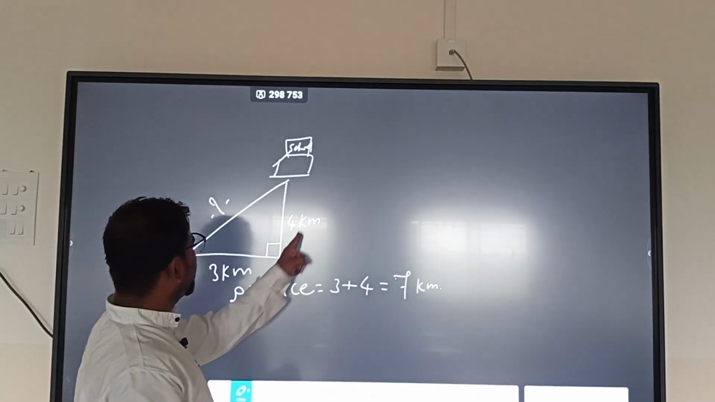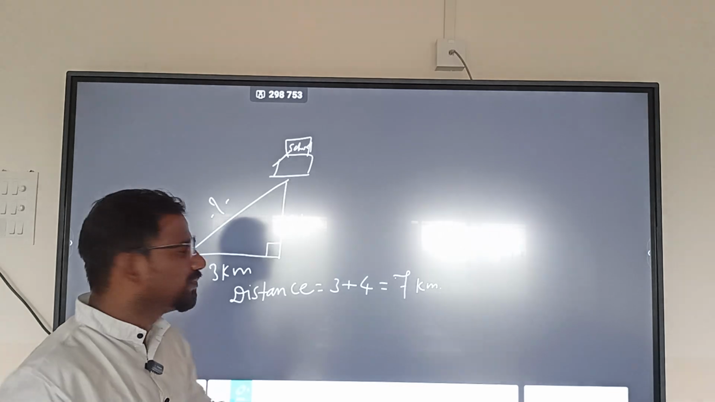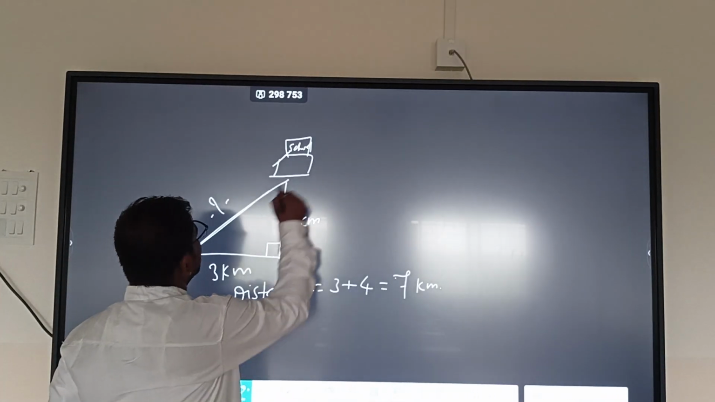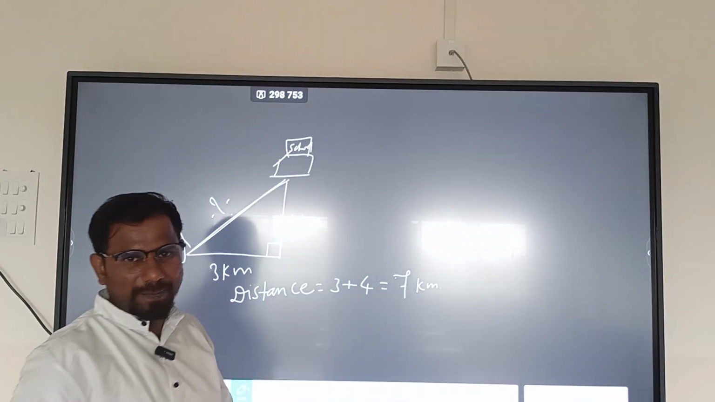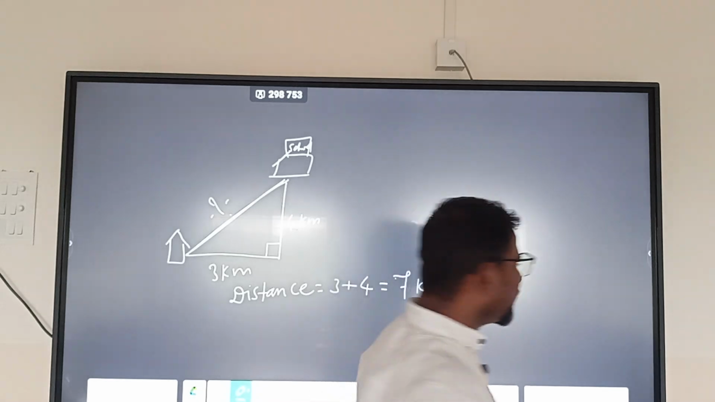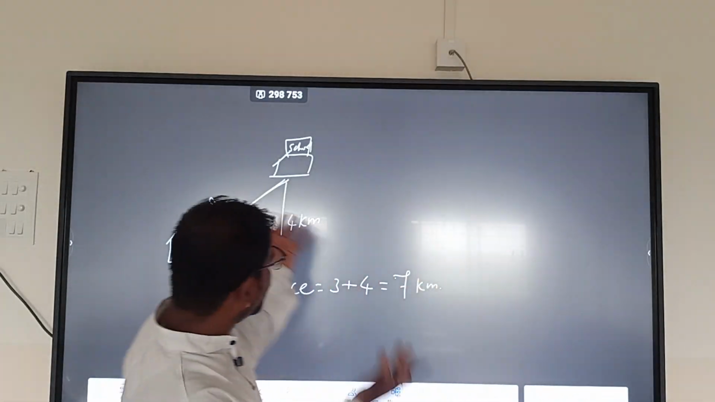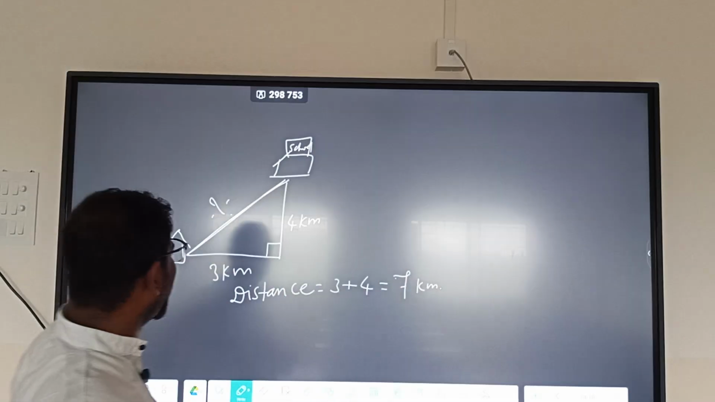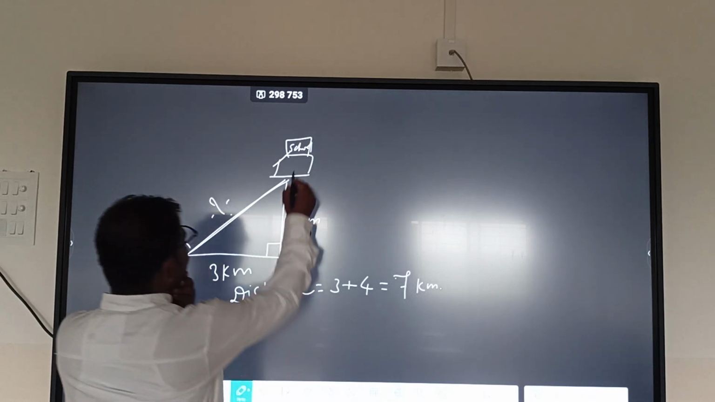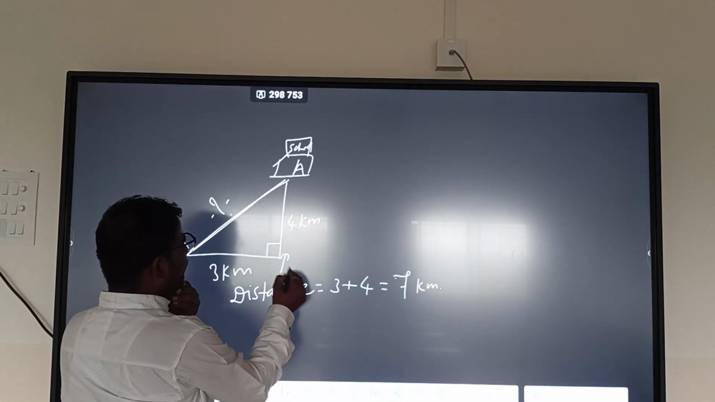So distance is 3 plus 4. This is the distance. Displacement means the shortest path. He goes directly by bamboo copter, right? So Doraemon is there. We have gadgets, right? I'm also using this gadget. Okay, smart board today. So suppose I take this triangle as ABC.